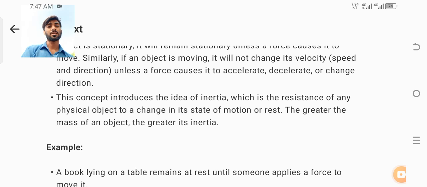This concept introduced the idea of inertia, which is the resistance of any physical object to change in its state of motion or rest. The greater the mass of an object, the greater its inertia.